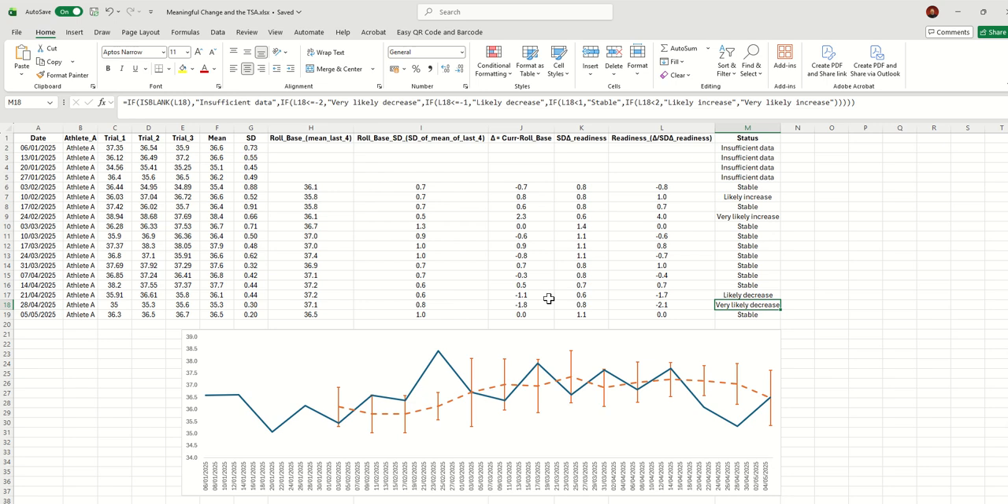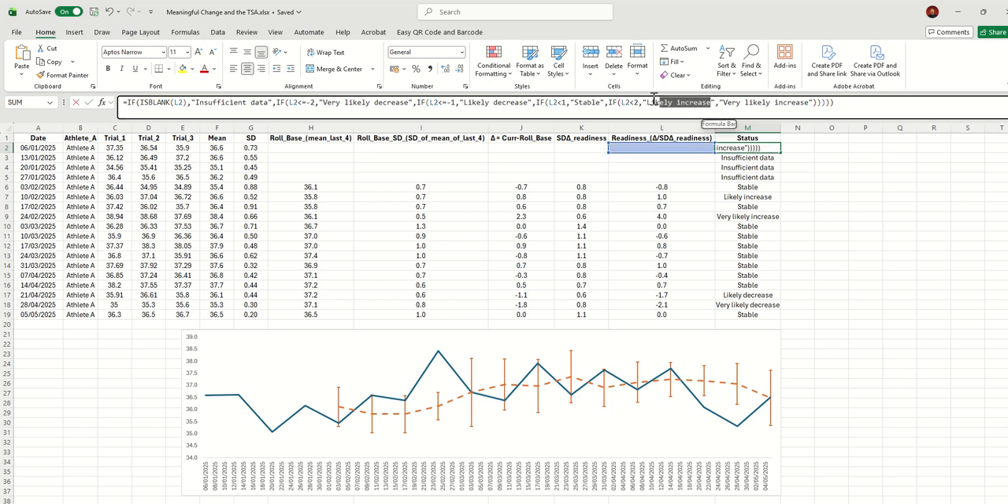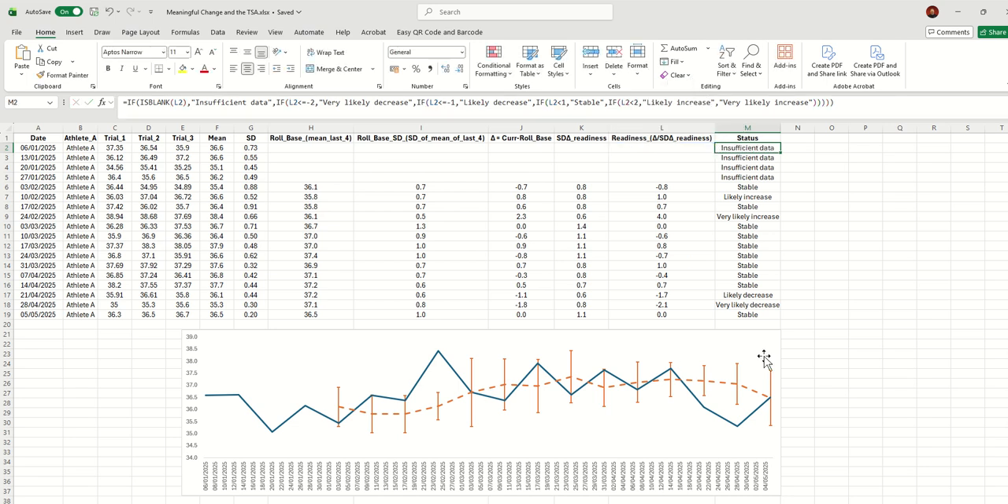Here the change in scores is double the fluctuation you would expect to see, and so it's a very likely decrease. And here you can see the formula to create these descriptors, and you can change what's inside the quotation marks as you wish, along with, of course, changing the thresholds as you wish.